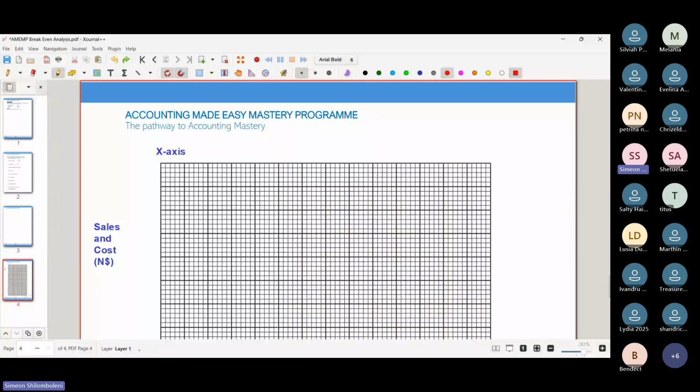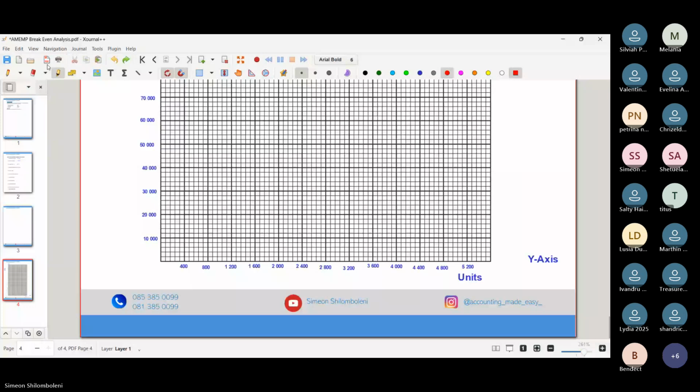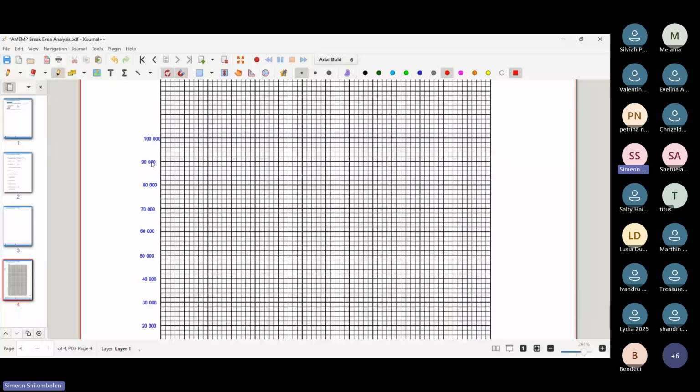Our sales always start from 0. It starts from 0 and it goes all the way up to where our total sales is. Our total sales is at 96,000. So we are going to count here and say, this is 90, this is 92, 93, 94, 96. So our total sales is here. So we are now going to draw a line. I'll make it different. I'll make it red.